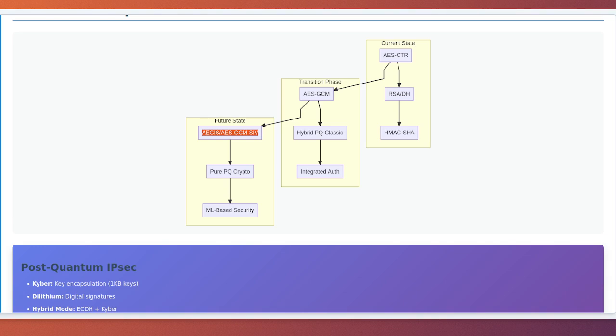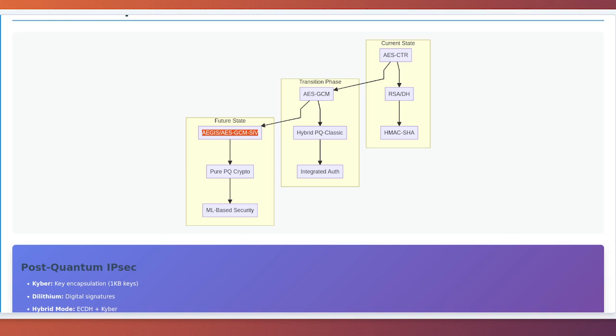Machine learning is being applied both to attack and defend ESP implementations. On the attack side, ML models can analyze encrypted traffic patterns to infer information about the plaintext, even with traffic flow confidentiality. Defenders are using ML for anomaly detection, identifying unusual ESP traffic patterns that might indicate attacks or misconfigurations. Future ESP implementations may dynamically adjust parameters like rekey intervals and packet padding based on ML analysis of traffic patterns and threat levels.